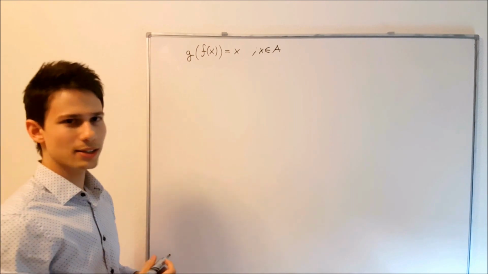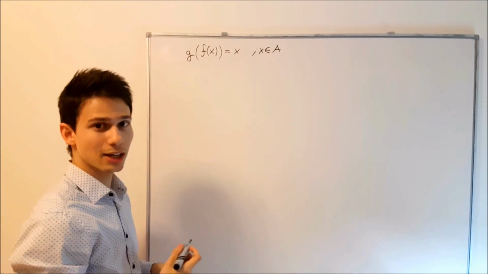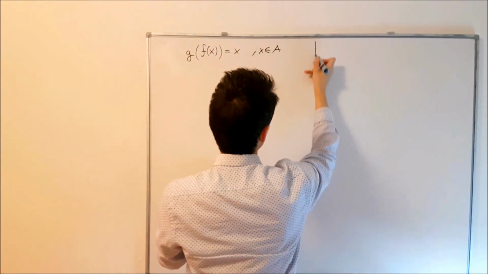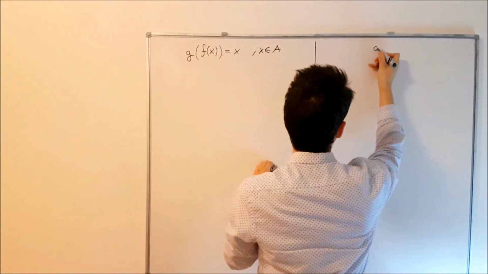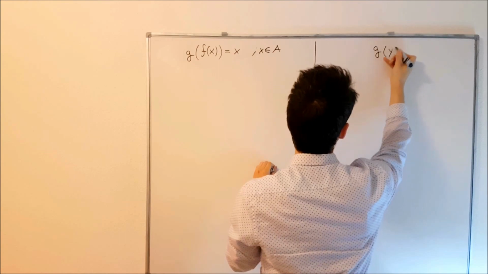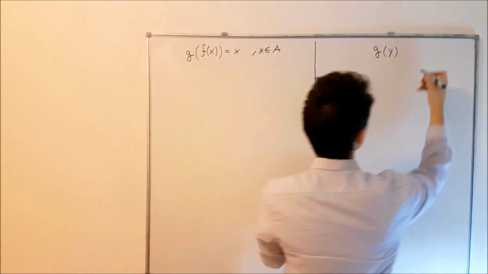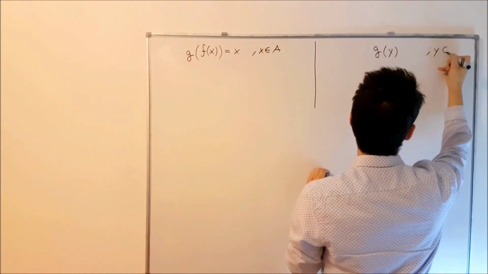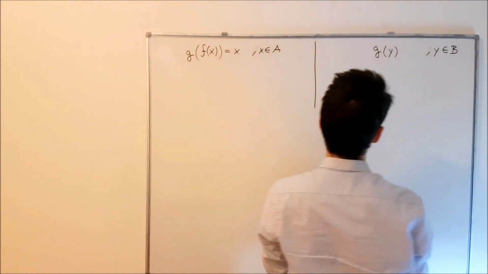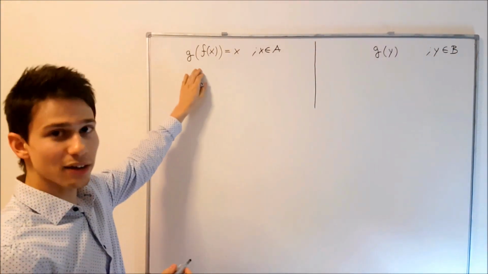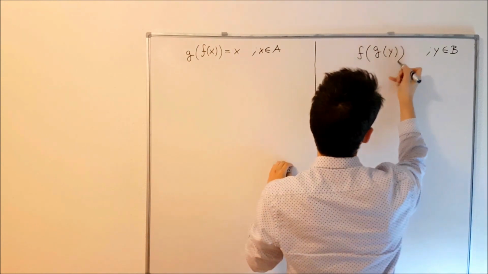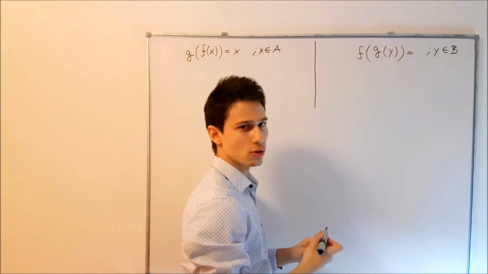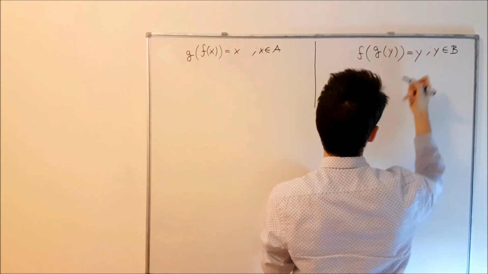It is not always the case, but in the examples that we're going to look at, if you have this same function g of some argument y, where y in this case is in some arbitrary domain B, then it would also be f that is the inverse function of g, and it will lead you back to the argument y.